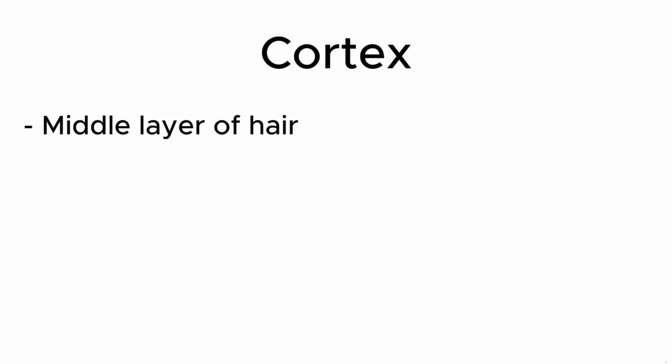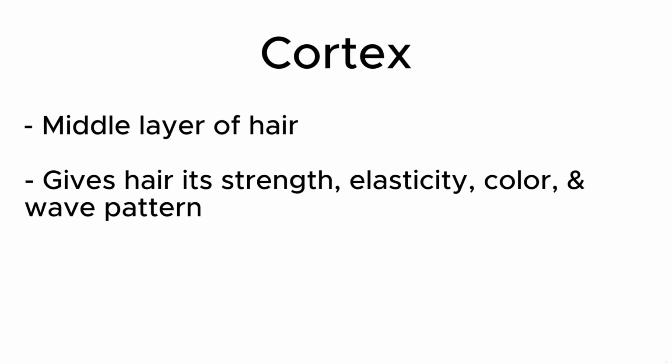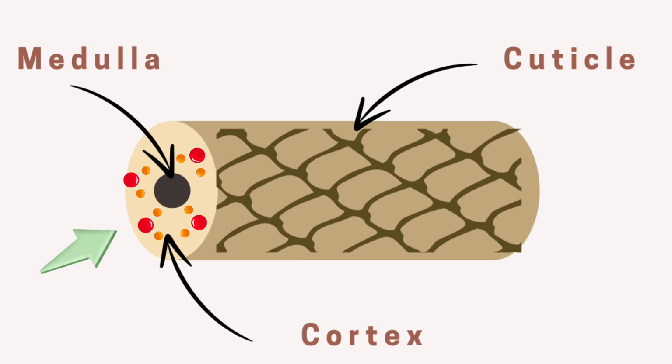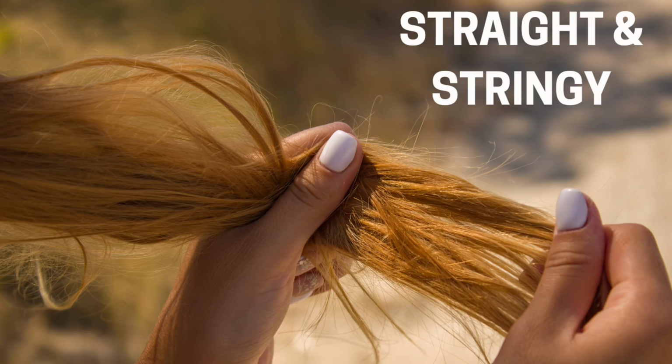All right, so the middle layer of your hair strand is called the cortex. And this is the layer that gives your hair its strength, elasticity, color, and wave pattern. When hair is colored with permanent color, these color molecules need to penetrate the cortex in order to adjust the color. And if the cortex is weak or damaged, your hair can lose its wave pattern.